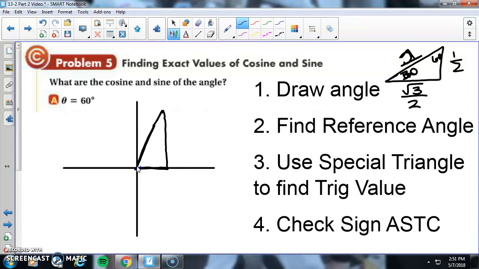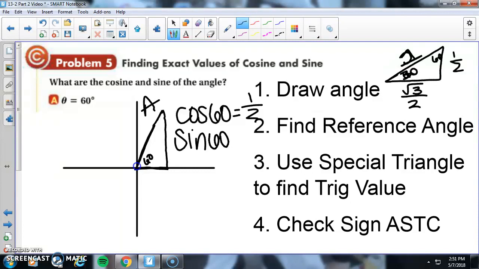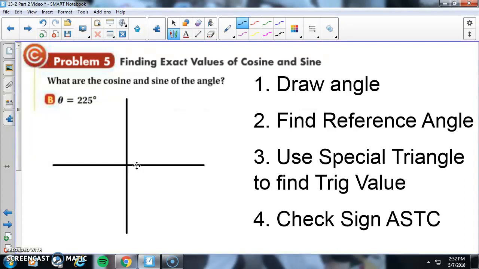Since we have a reference angle of 60, the cosine of 60 degrees is 1 half. Since we're in the first quadrant, all trig values are positive. Then sine of 60 degrees is equal to the square root of 3 over 2, and still positive. What are the cosine and sine of the angle?